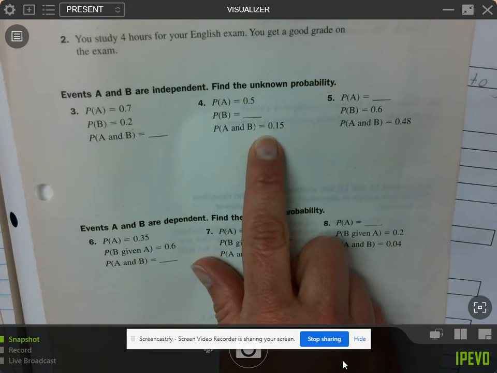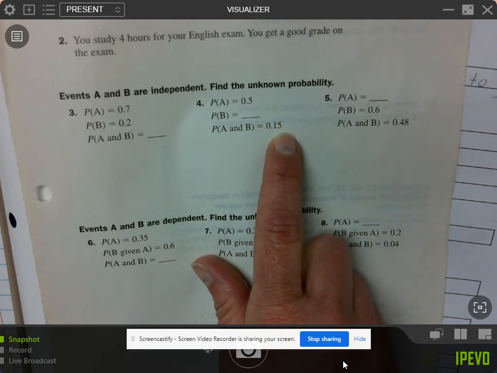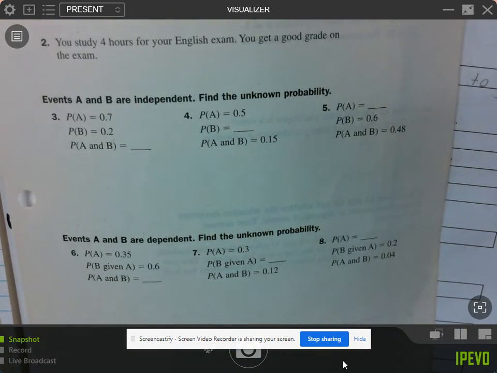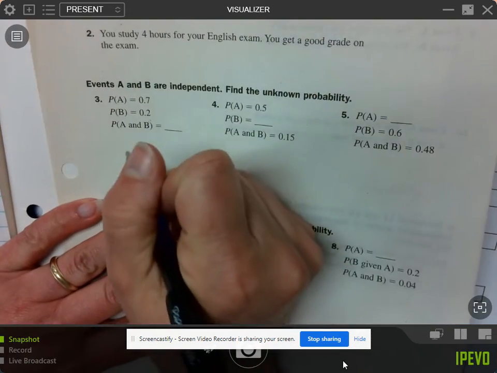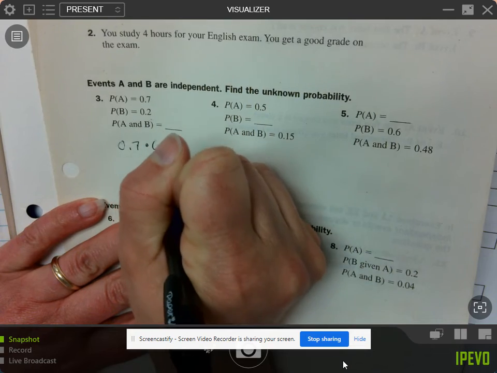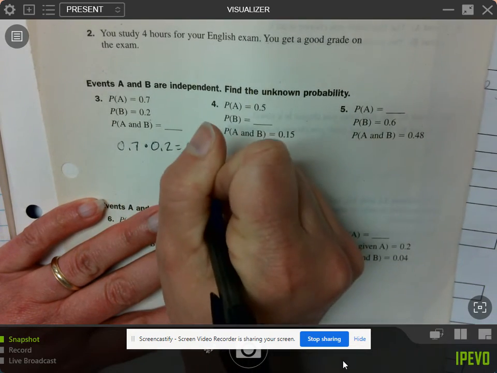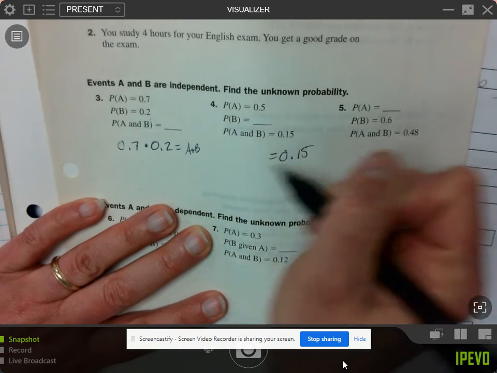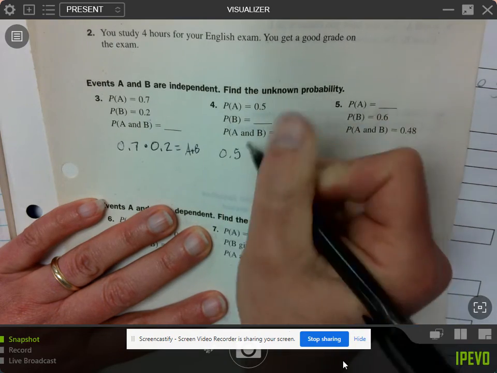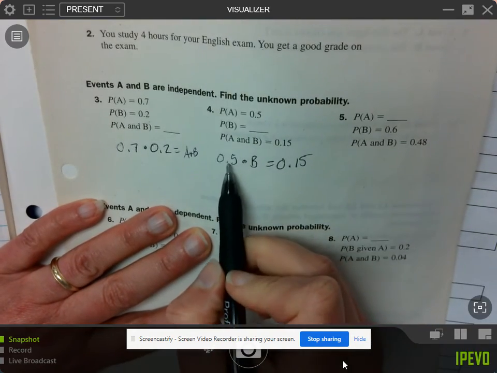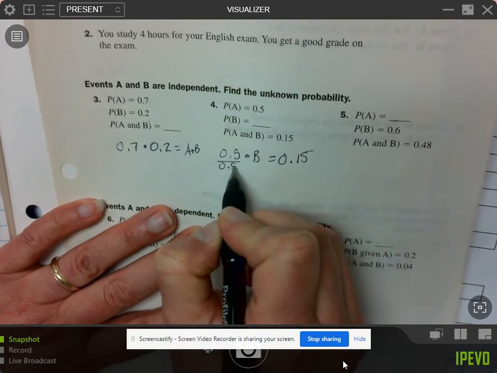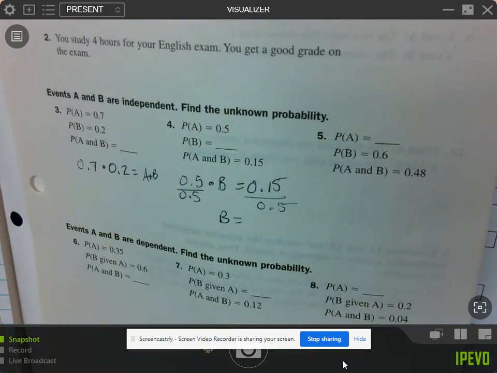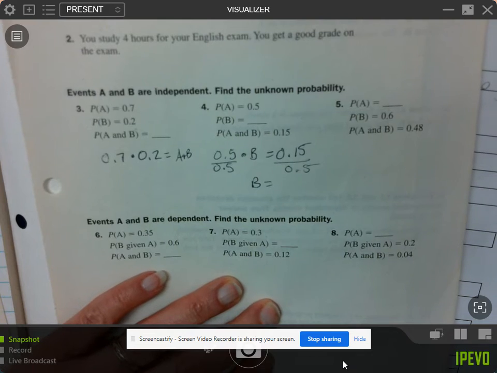What are we going to do for 4? If we know the probability of both is 0.15, and we know one probability, what math do we have to do? Yes, Zoe. So for number 3, we did 0.7 times 0.2 equals A and B together. Here we know that A and B, and we know the A, but we don't know the B. So we need to divide both sides by that 0.5 so we know what the probability of B is on its own. Does that make sense?